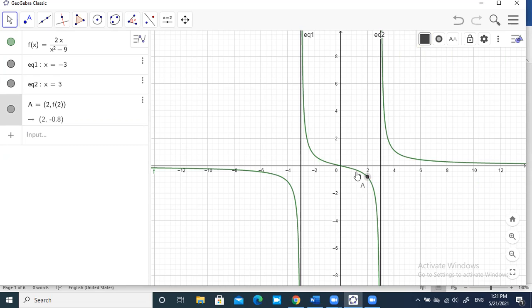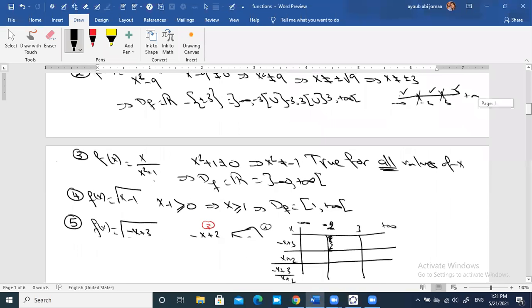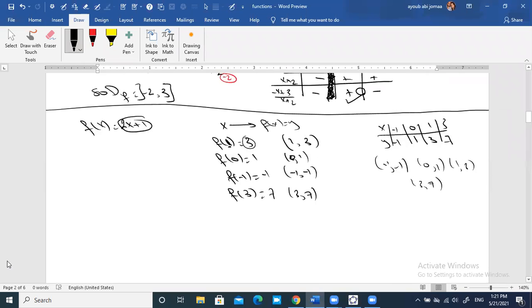Each point on the graph has coordinates x, f of x. That has coordinates x, and the y value is f of x. Please, I want you to focus on this point and understand it: that a point on the graph has coordinates x, f of x. But let's first write here: graph.